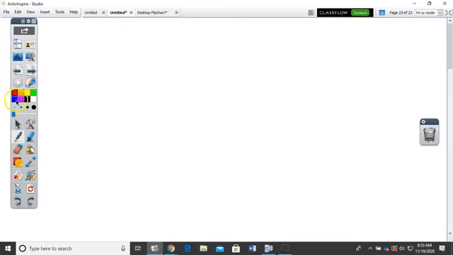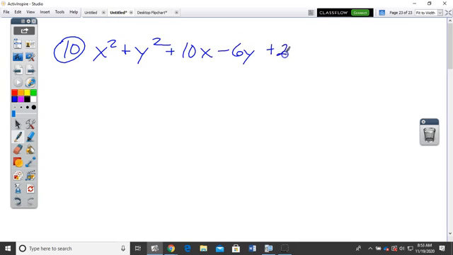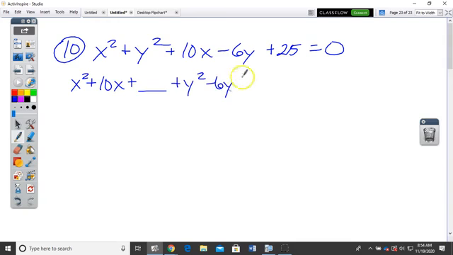Moving on. Number 10. Carly, you mind reading that to me again? It's x squared plus y squared plus 10x minus 6y plus 25. Yes, sir. All right. So, same process again. I'm not trying to trick you. We're going to have x squared plus 10x plus my blank. And then my y squared minus 6y plus my blank equals, what do I do with the 25? Move it over, it becomes -25. And I'm going to add the same numbers I had on the left to the right as well. Okay?